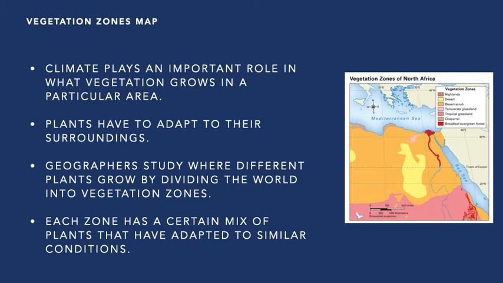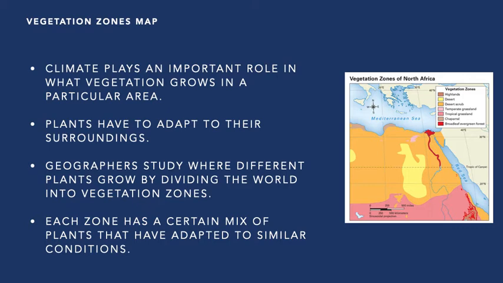The next type of map we're going to talk about is vegetation zones, and climate is going to play a very important role in what vegetation grows in a particular area. As we know, plants have to adapt to their surroundings, and vegetation zones are going to be affected by latitude and elevation. And in order to study where different plants grow around the world, geographers decided to divide it into different vegetation zones, just like they did with climate.